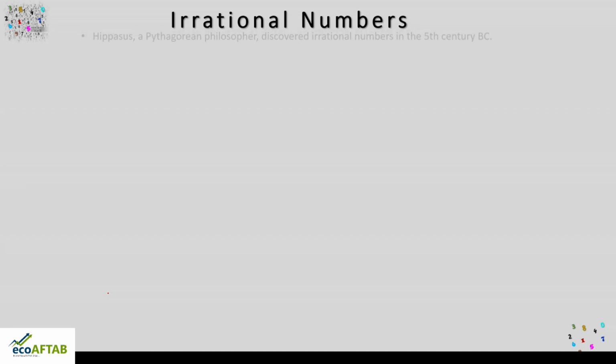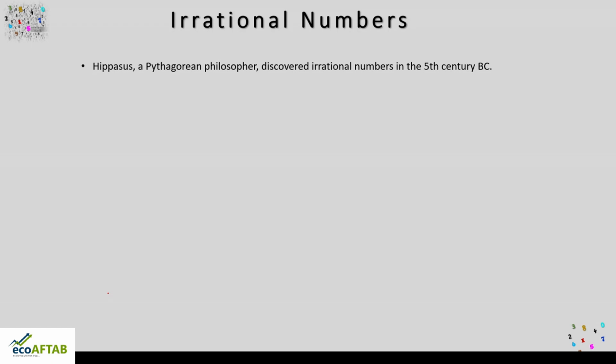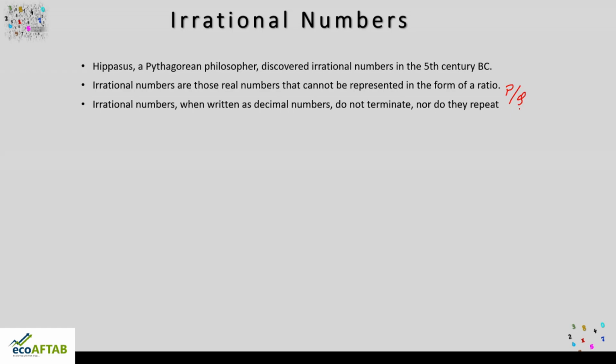What are irrational numbers? Hippasus, a Pythagorean philosopher, discovered irrational numbers in the 5th century BC. Irrational numbers are those real numbers that cannot be represented in the form of a ratio. So you cannot write these numbers in the form of p by q. Irrational numbers, when written as decimals, do not terminate and do not repeat.